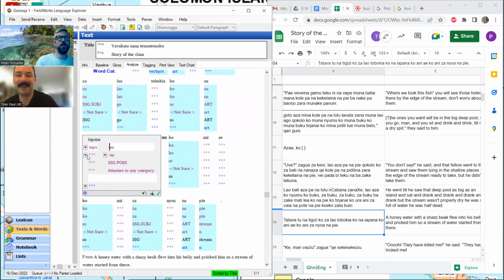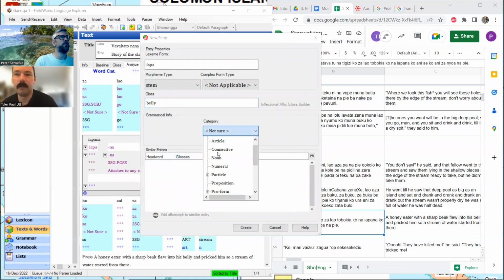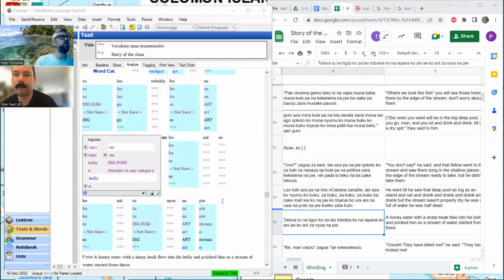Iapa. And we want to call this stomach or belly? Let's just say belly. Stomach is actually an internal organ that's a little higher up. The belly is the abdomen, I agree. I'm going to call it a noun, though. I'm less interested in what word class might mean here.